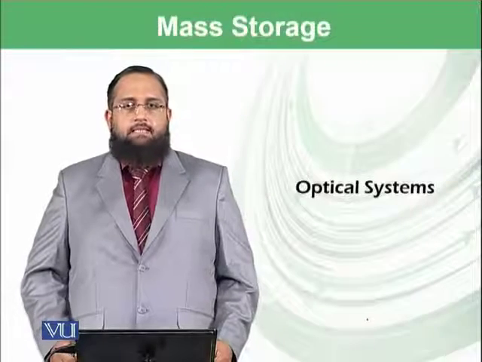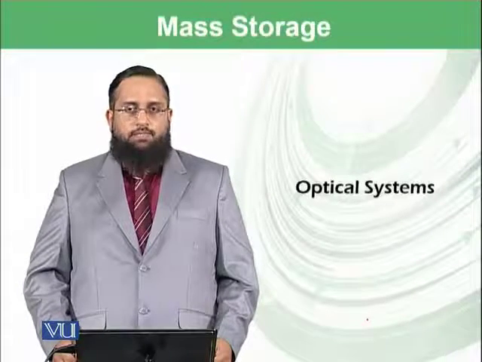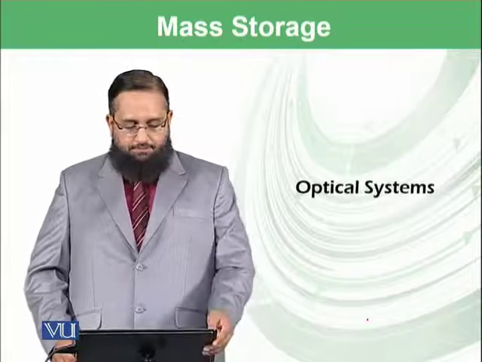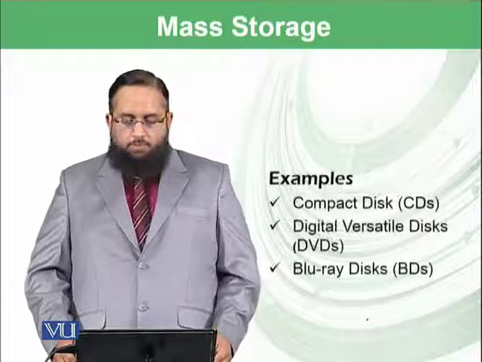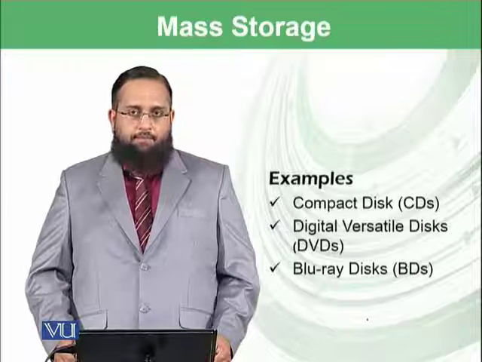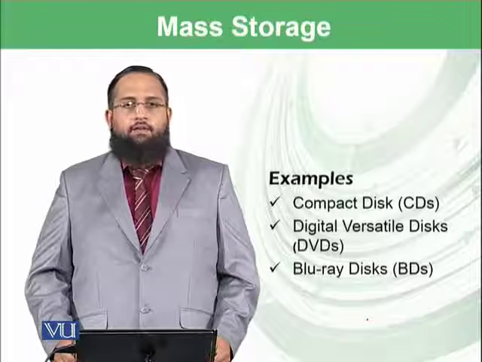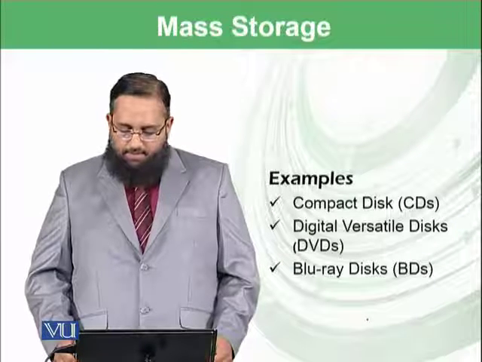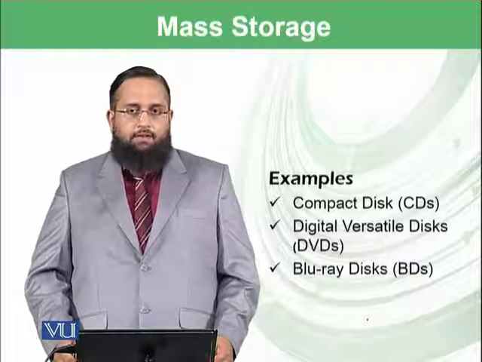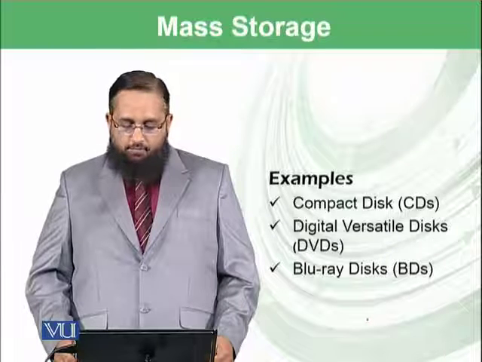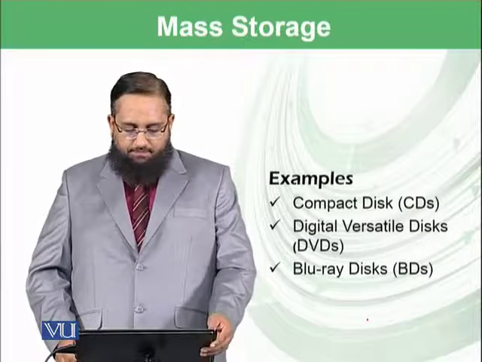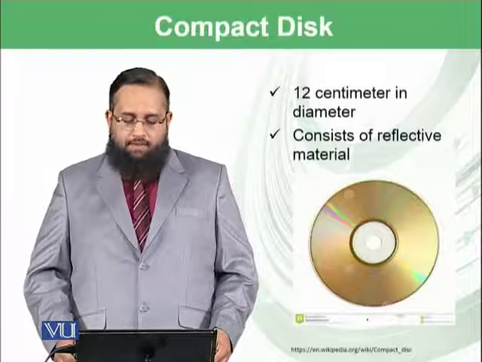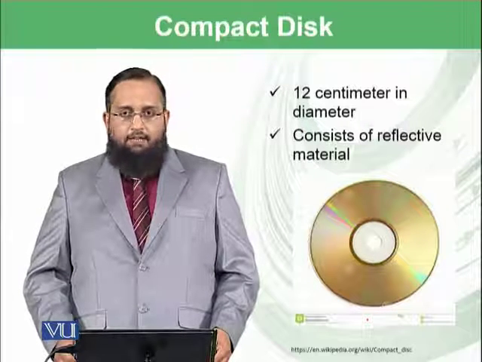Dear student, this is the second module on mass storage systems, and in this module we will discuss optical systems. Optical systems have different examples which you have encountered in your daily life, for example, CDs, known as compact discs, digital versatile discs, DVDs, and Blu-ray discs, which are also known as BDs. Normally the compact disc is 12 centimeters in diameter and consists of reflective material.